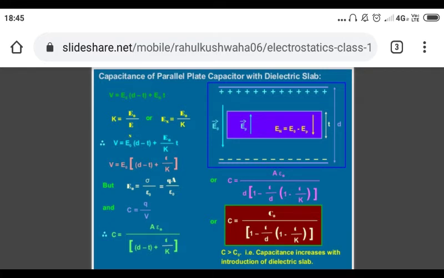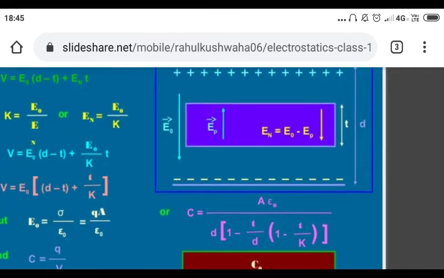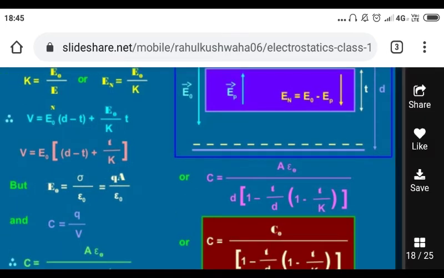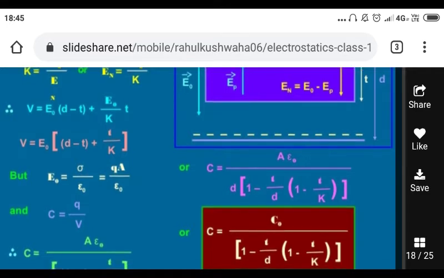Let's say that there is no dielectric present between them. In that case, the electric field intensity between the plates is sigma upon epsilon 0, and sigma is simply the surface charge q upon A, so it is q upon A epsilon 0. You can see below, E0 is the field when there is no dielectric, sigma upon epsilon 0, and sigma, as we know, is q upon A. It is wrongly written; it is q upon A epsilon 0, not q into A.